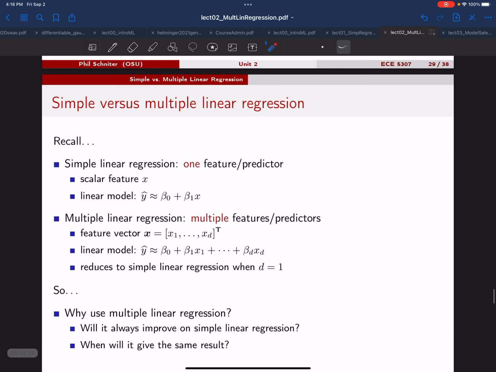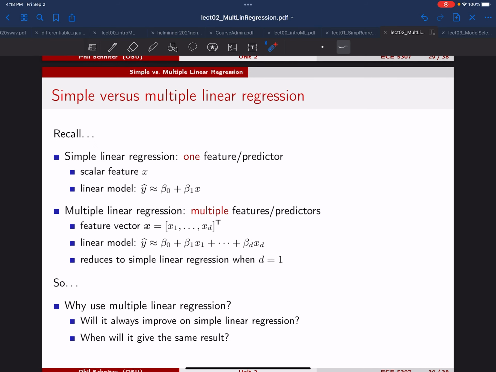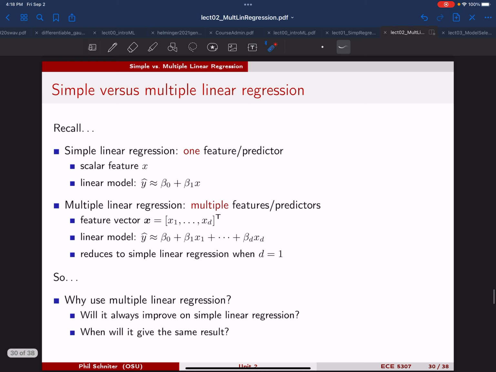The details are in the demo. You'll use that demo to do your next lab. But let's talk about something else that's done in the demo, which is to compare simple regression to multiple regression, because we learned two different ways of dealing with data sets.